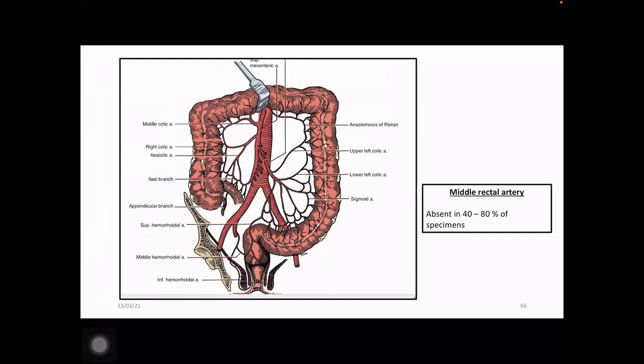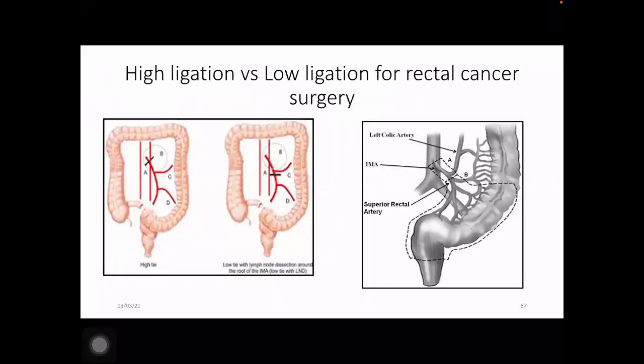As I said before, the middle rectal artery is a very inconstant branch. It is absent in 40 to 80% of specimens. Okay. So after talking about the vascular supply of the rectum, I should tell you about high ligation versus low ligation. What is the difference?